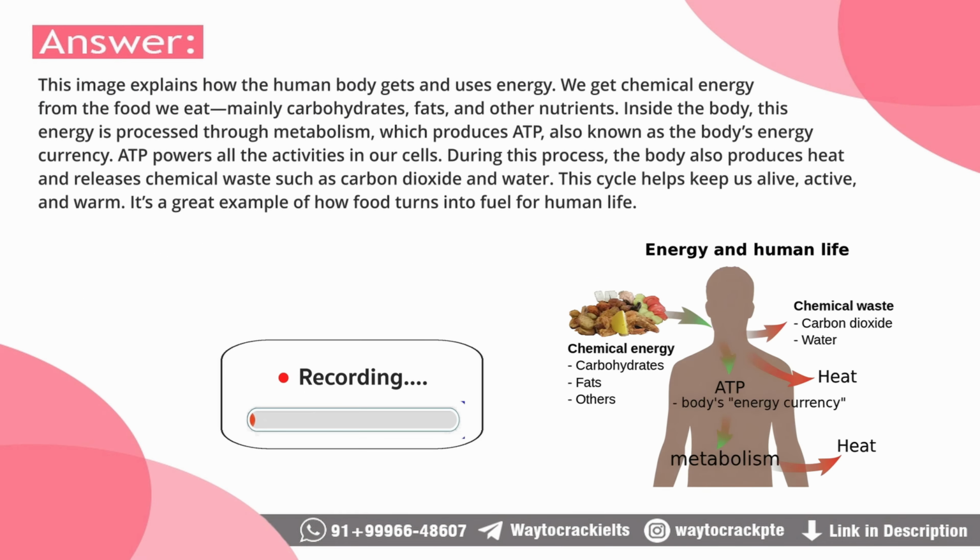This image explains how the human body gets and uses energy. We get chemical energy from the food we eat, mainly carbohydrates, fats, and other nutrients. Inside the body, this energy is processed through metabolism, which produces ATP, also known as the body's energy currency. ATP powers all the activities in our cells.